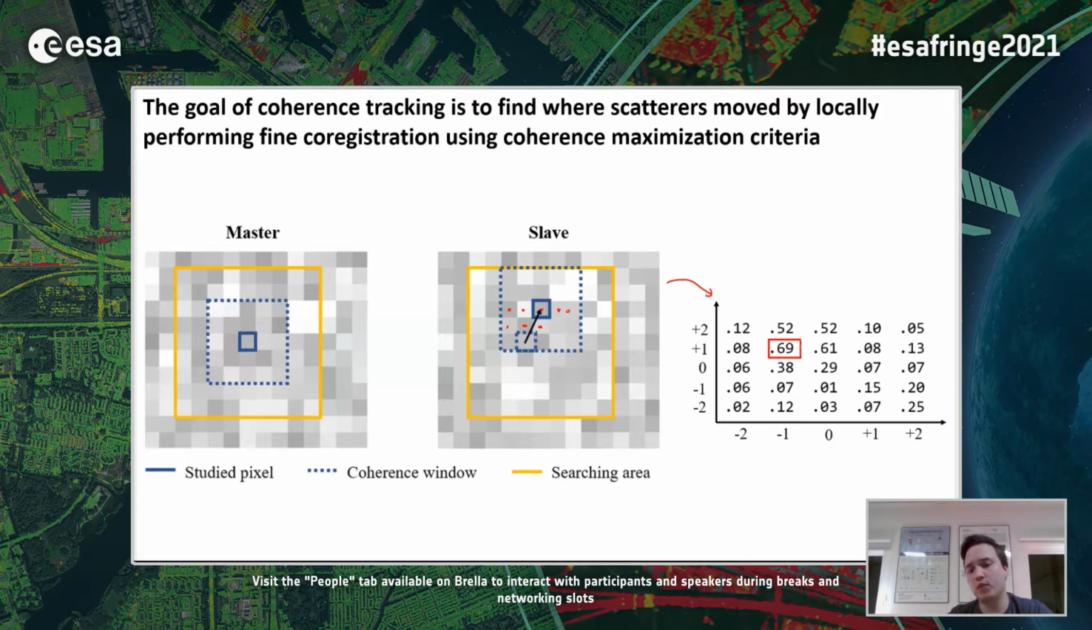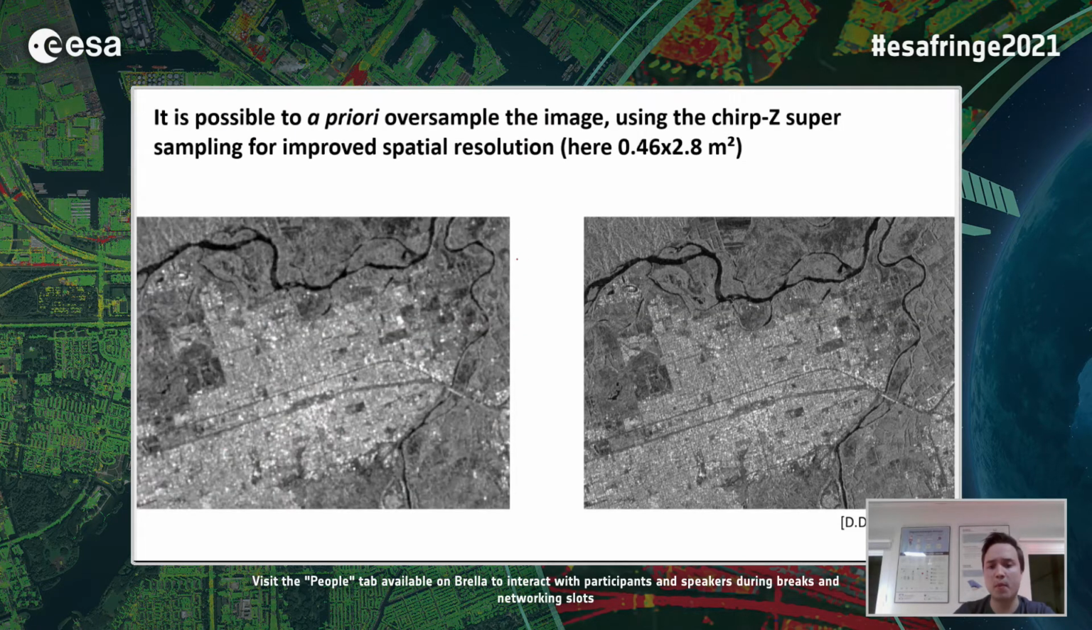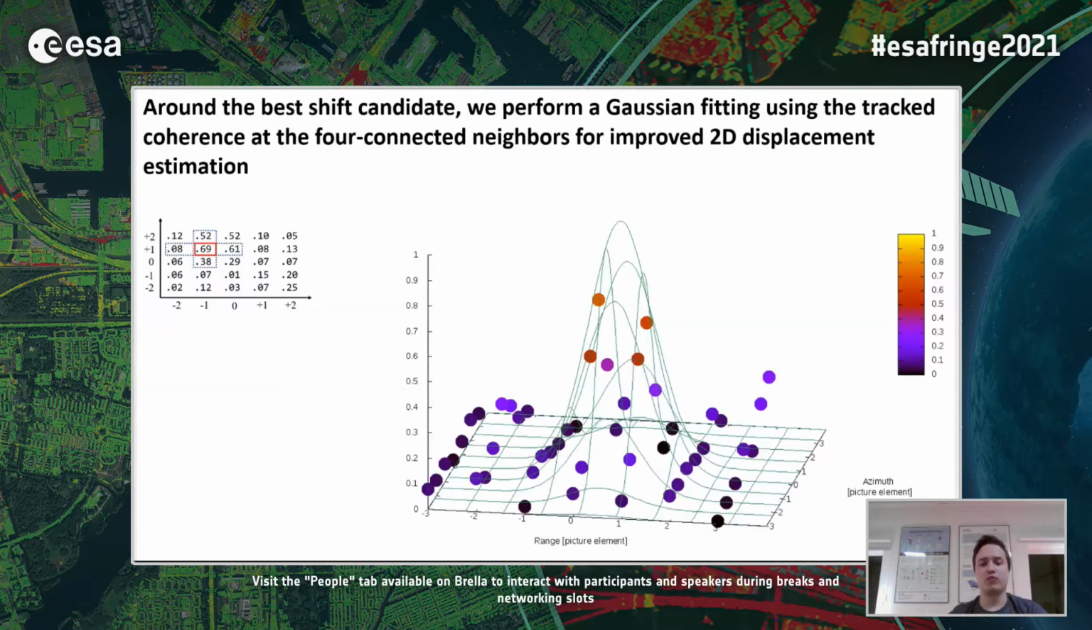In this example, we are studying an integer shift between the two images, but you can go finer by using supersampling techniques. For example, in this case, you are using the cubic supersampling technique. And in combination with this supersampling technique, you can also use 2D Gaussian fitting around the best candidate.